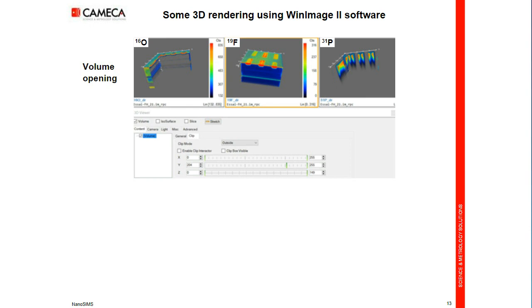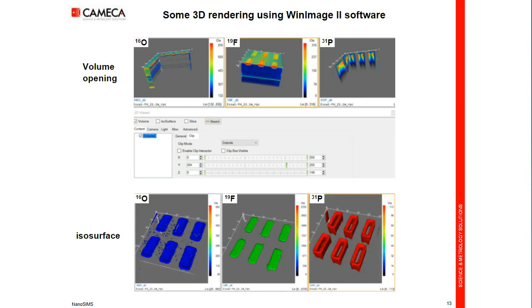From this stack, one can also use isosurface rendering to better understand the defined interfaces and shapes. And finally, one can reconstruct depth profiles from small regions of interest that can be drawn manually or automatically on the surface. So one can reconstruct depth profiles from areas down to, let's say, 1 square micron.